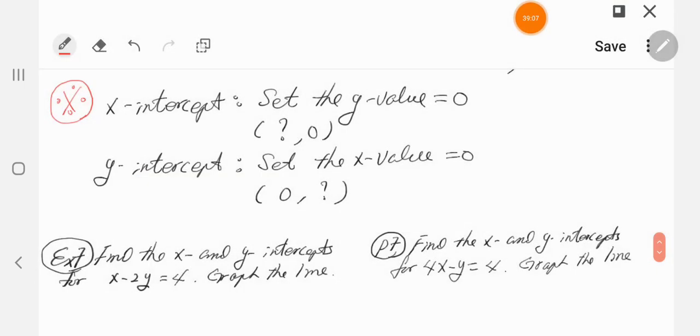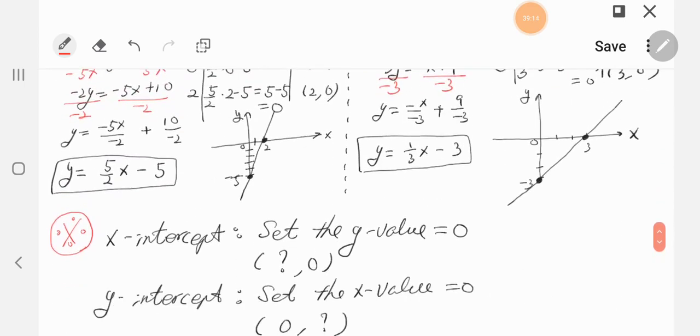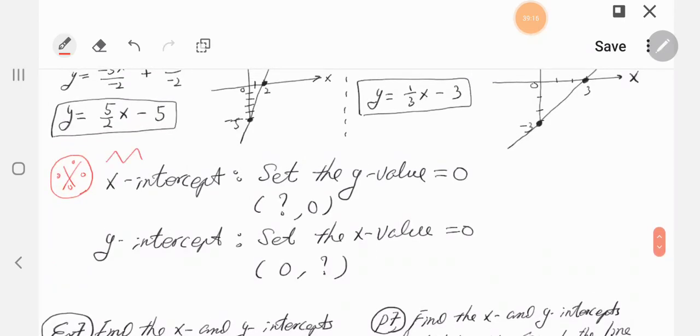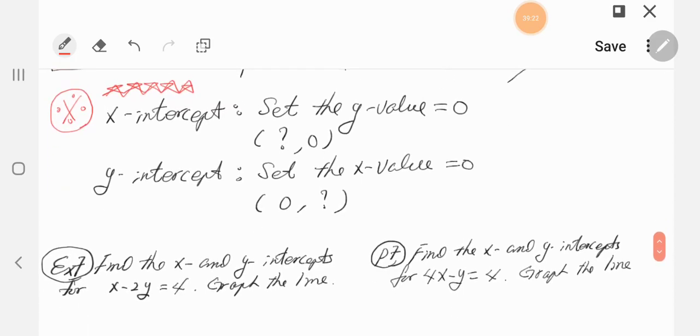Okay, next concept is really, really important. Very, very important. I will give 5 stars. This is very important. So 1, 2, 3, 4, 5. Really important. Okay, the definition of x-intercept and the y-intercept.